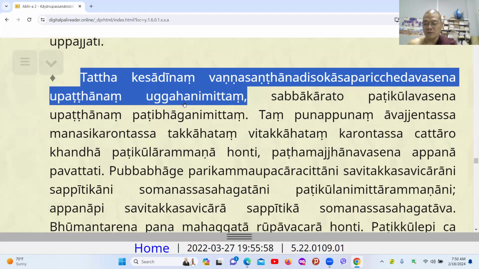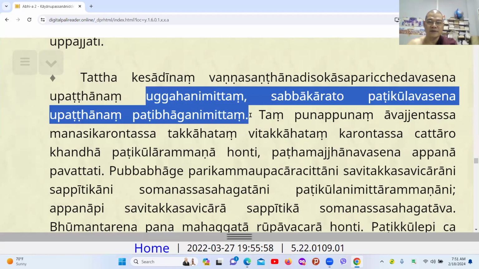All aspects here: vanna, santhana, disa, okasa, paricchedha. If those particular aspects appear to our mind as repulsiveness, then it is patibhaga nimitta. So, uggaha nimitta, patibhaga nimitta here, because we observe these 32 parts of the body as repulsiveness. Whenever we observe it, it appears as repulsiveness. Then we get patibhaga nimitta.